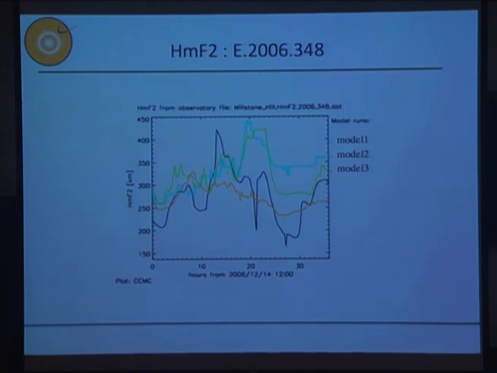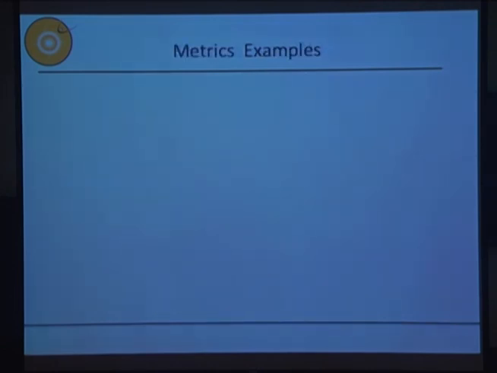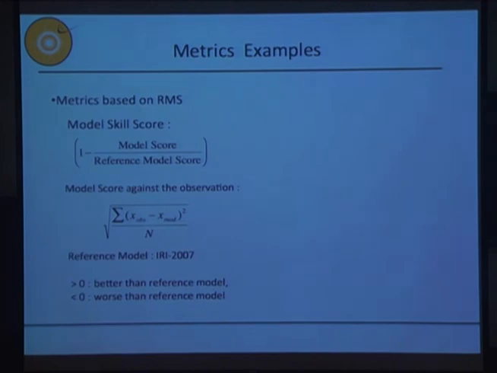So how do we compare the model results? Let me show 2 examples of metrics. One is a metric based on RMS, called the model skill score. The model skill score is a function of the model score and the reference model score. The model score is just a root mean square value against the real measurement.